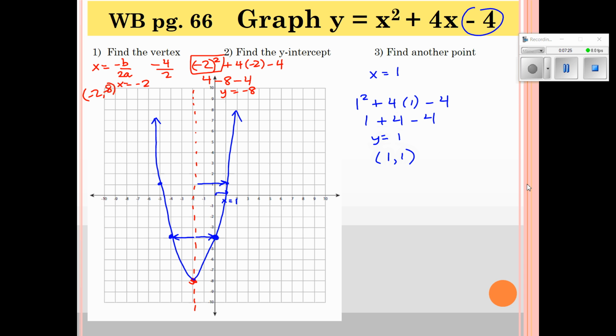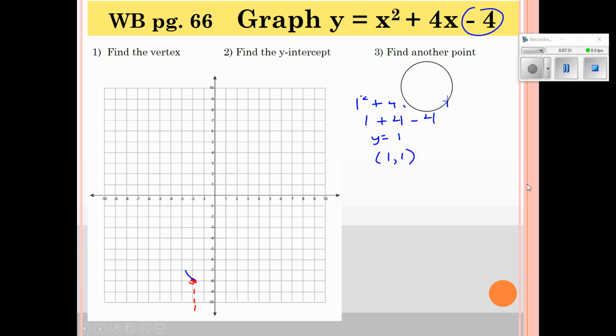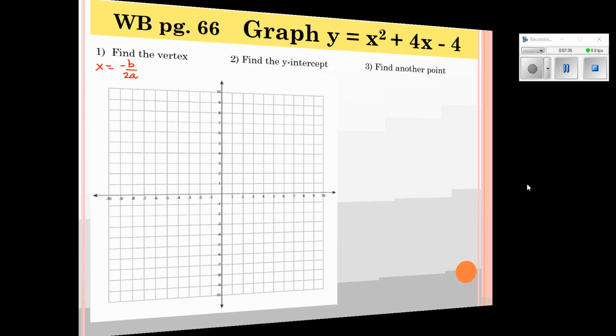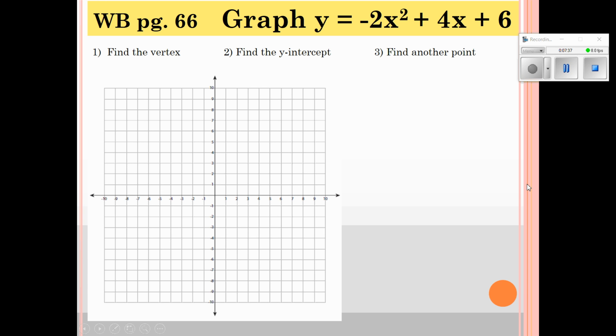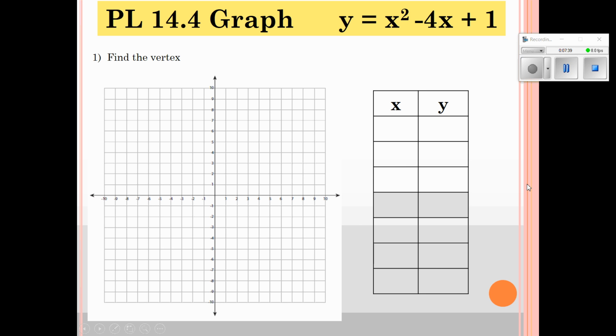Okay, so that's an example on page 66. Now, I'm going to skip on. There's another example here on 66, but I'm going to let you try that one and check it on your key. This is on the punchline 14.4.